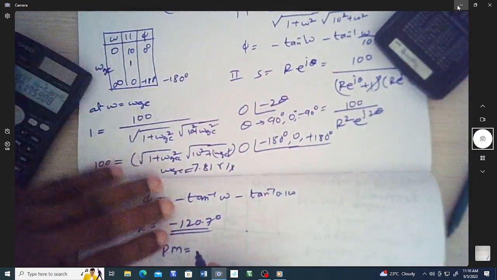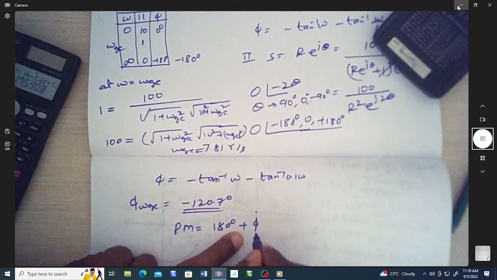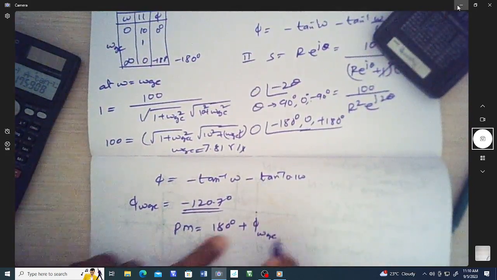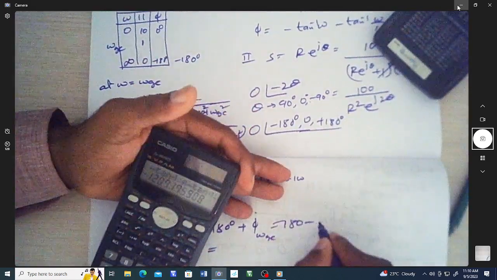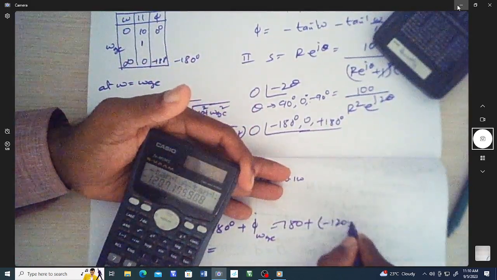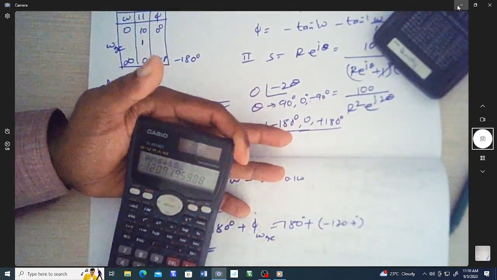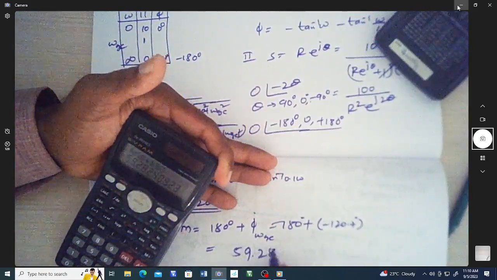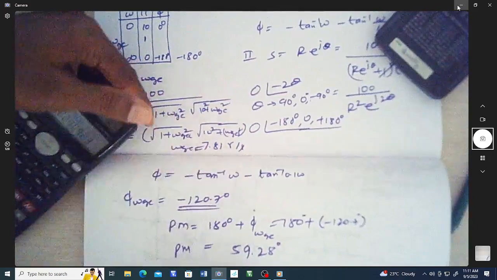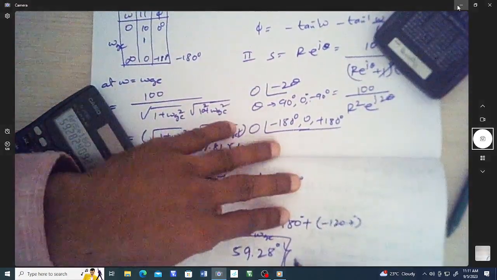So what is the phase margin? The phase margin is given by 180 degrees plus the phase at omega gc, which is 180 plus minus 120.7 degrees. So you can see it is 59.28 degrees. This is the phase margin. Now we know that the gain margin is infinity and the phase margin is this, so the system is absolutely stable.